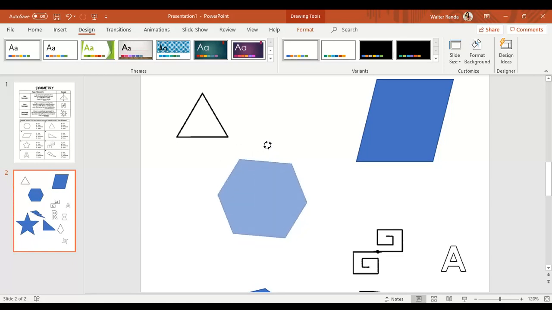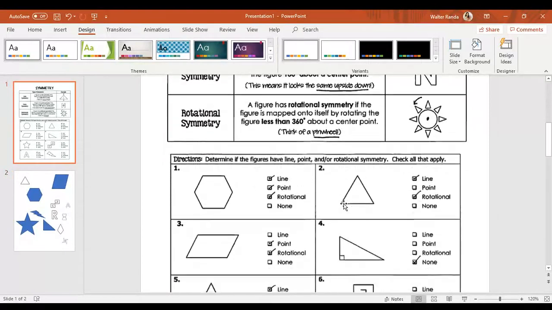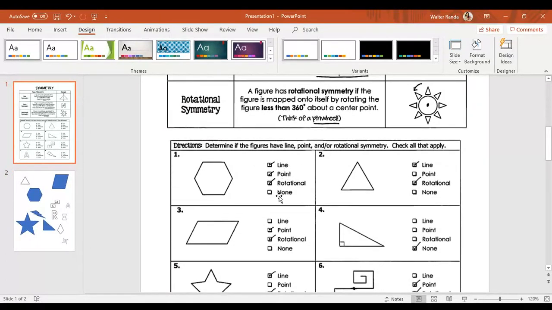And because it has point symmetry, it automatically has rotational symmetry. So I can rotate this any amount less than 360 and it will turn out the same. So this is a 180-degree rotation. And 360 we know is putting it all the way back to the beginning. So this has all three: line, point, and rotational.